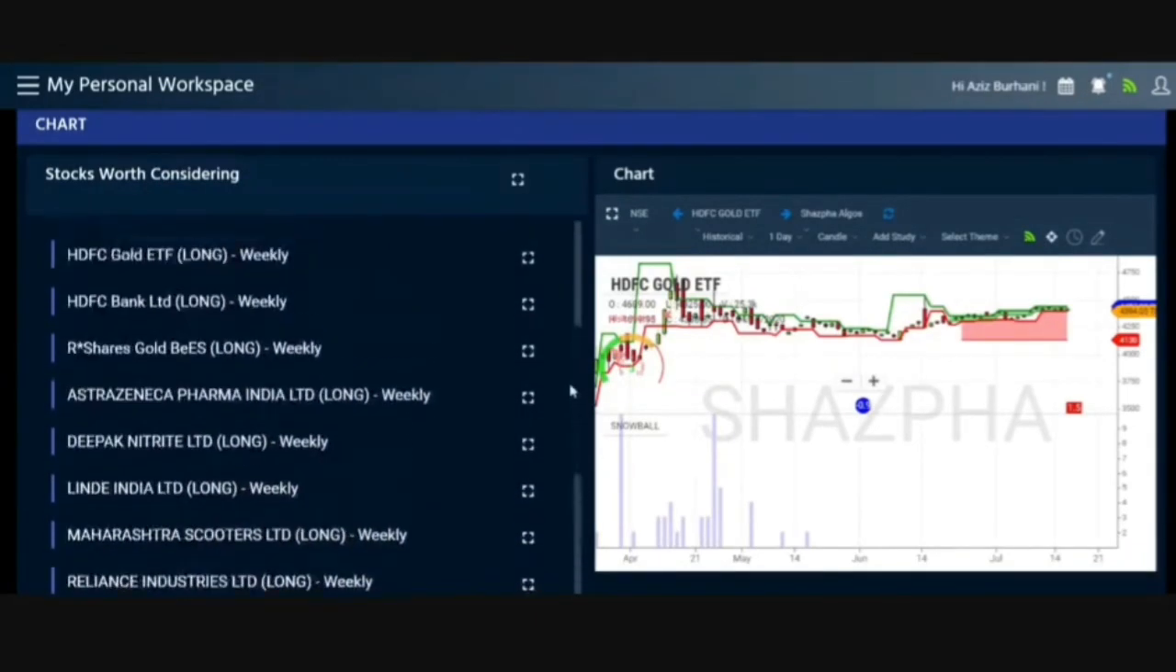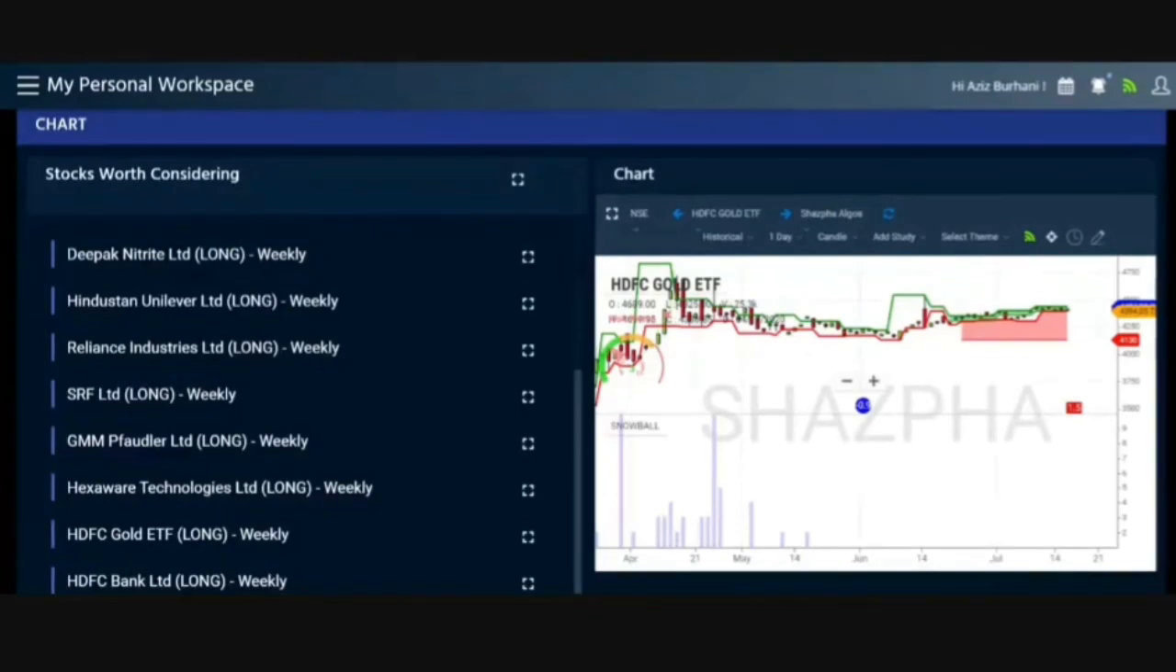Okay. So if you use the SHASPA Star Scanner and you don't want to go through that rigmarole of scanning every day, stocks worth considering is one look, and you will come to know that these are the stocks that are either 3-star or 4-star, and these are the best of the best stocks as on today. So this is exactly what you will get when you scan with the SHASPA Star Scanner. Of course, you may get more stocks, but this is stocks worth considering. It gives you the best of the best. Okay.